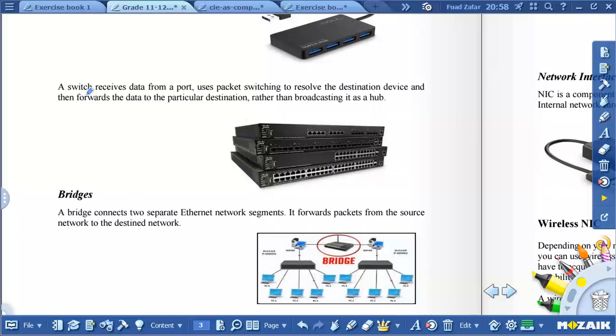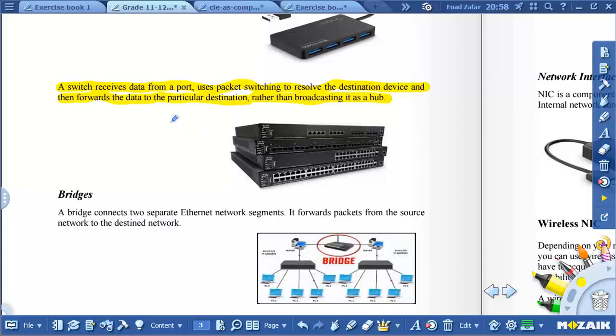These are your switches. A switch receives the data from a port, uses packet switching, resolves the destination device, and then forwards the data to a particular destination rather than broadcasting it as a hub. As I told you, a hub will give it to each and every one. Broadcast means it's going to be for all the computers connected to a hub. It will have the data.